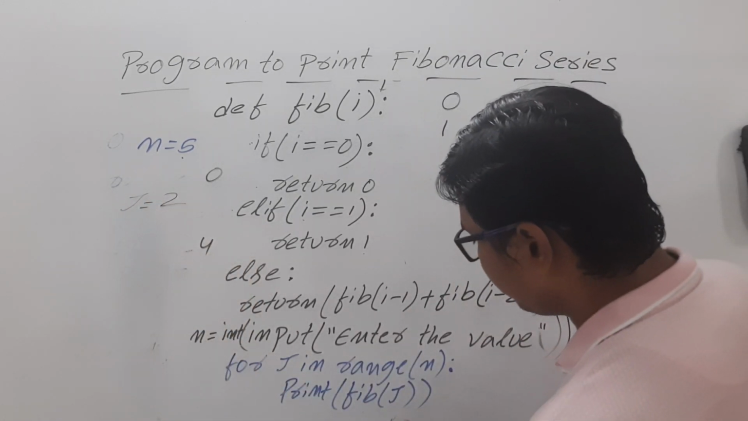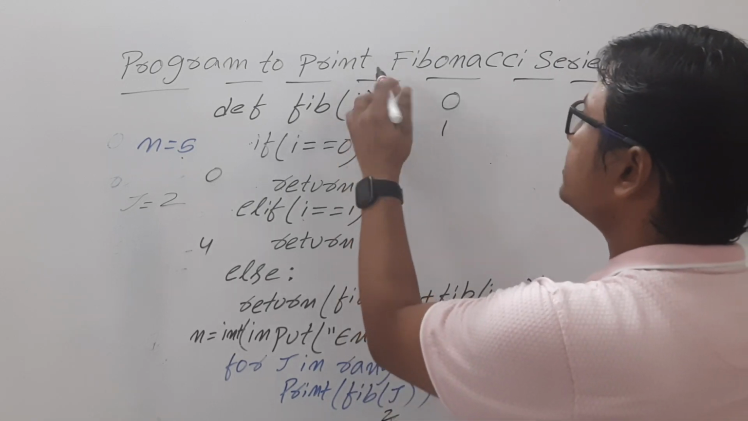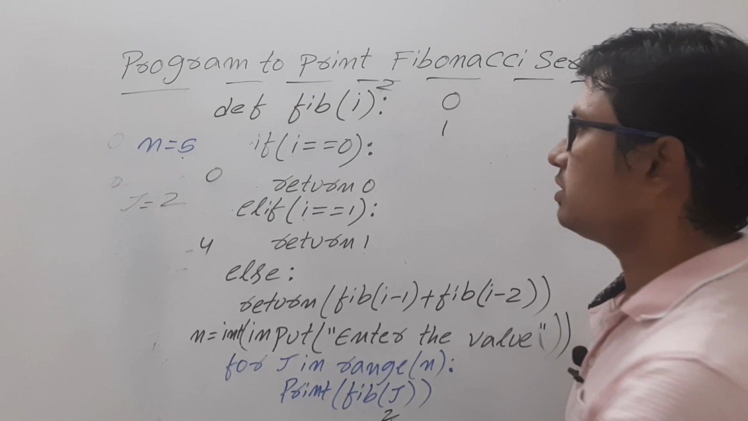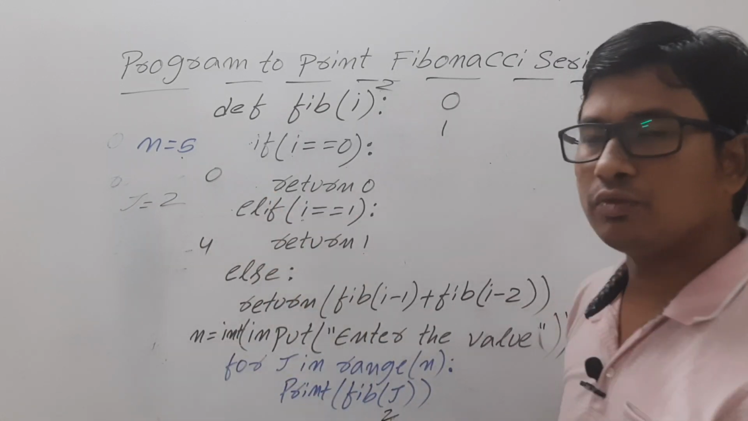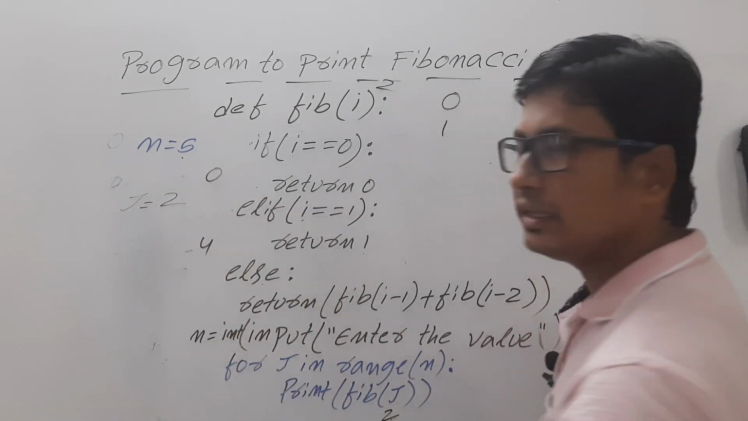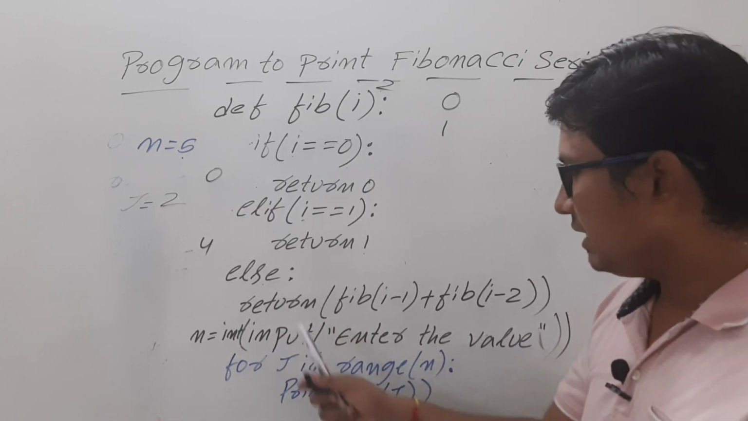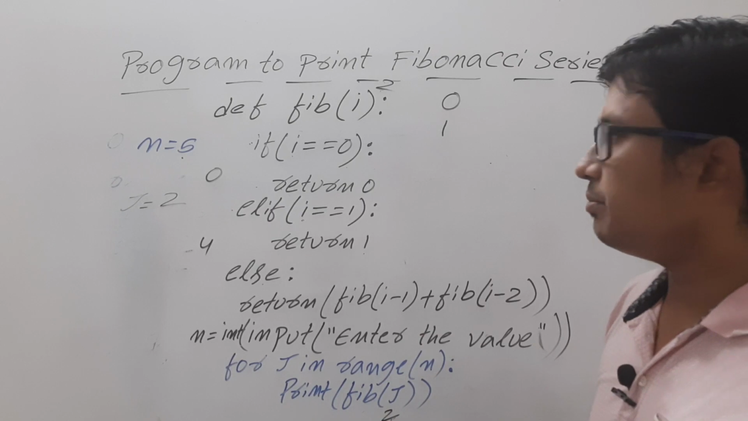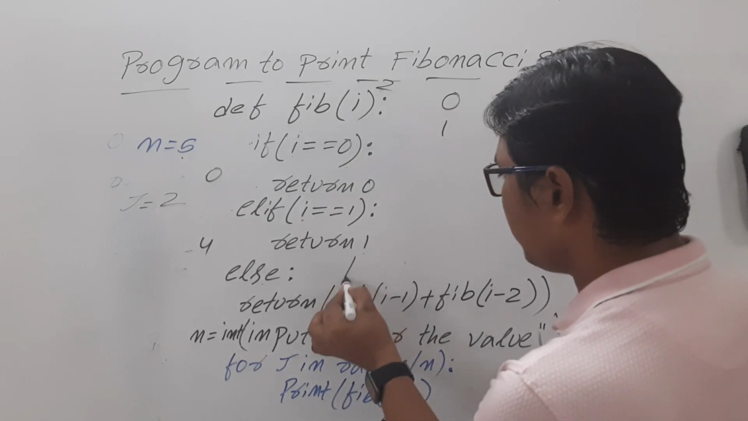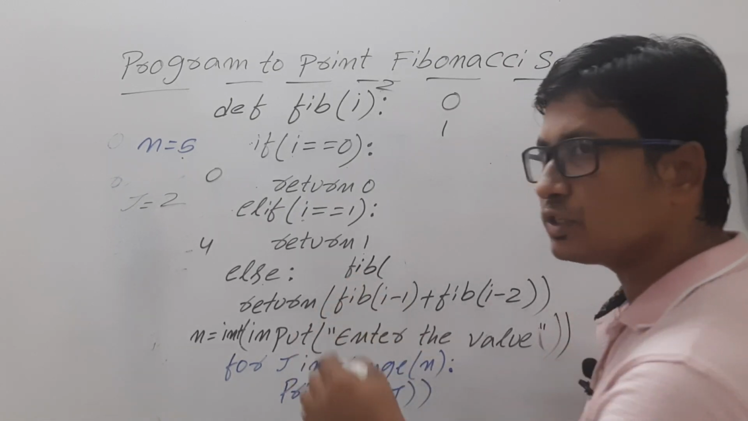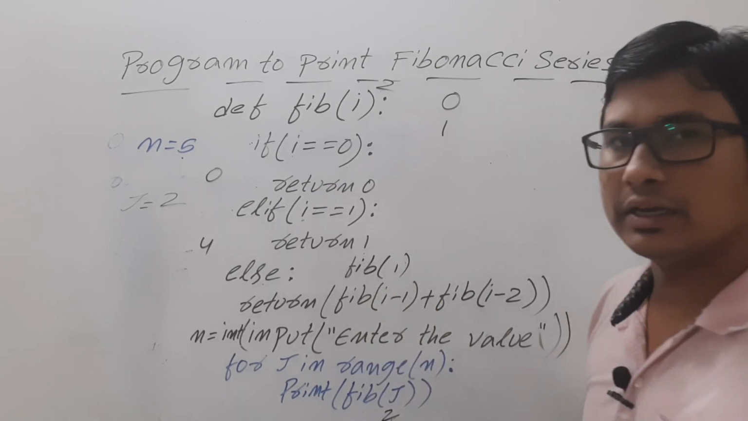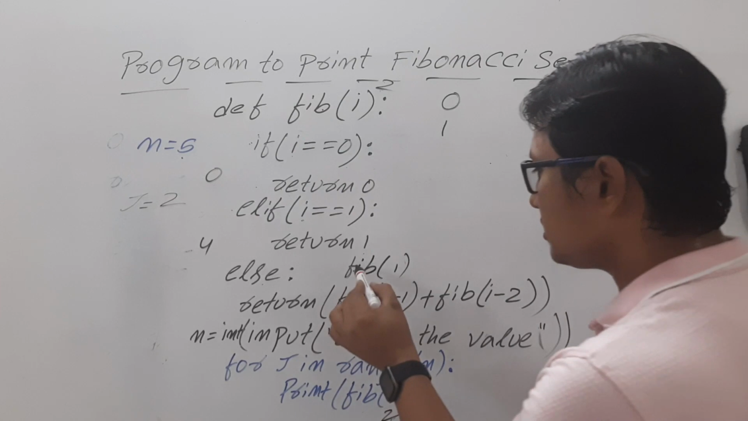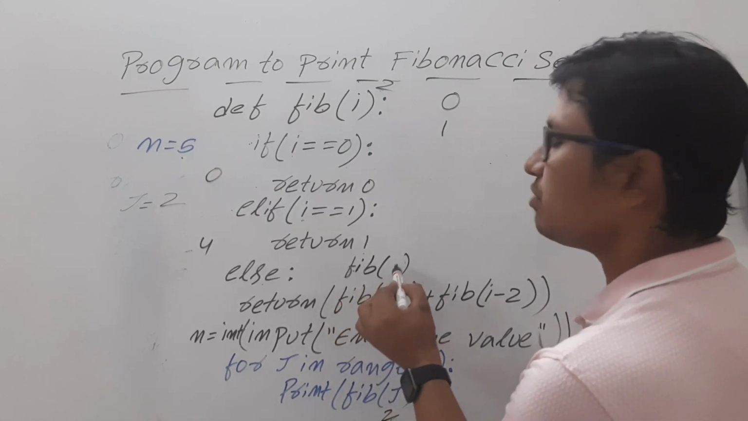Now fib of 2. So now I value is equal to 2. So look here, 2 is not equal to 0. This condition is false. 2 is not equal to 1. This condition is also false. Then it will come to the else block. In the else block, what is the statement written? Return fib of I minus 1, which is fib of 1. I value is 2. So 2 minus 1 is 1. So the control will again go here, because it is a recursive function. Fib of 1 is a function call.